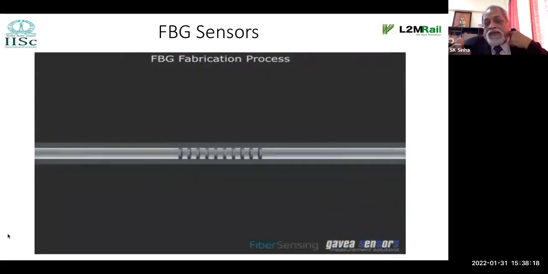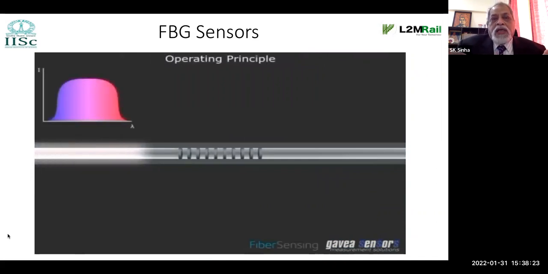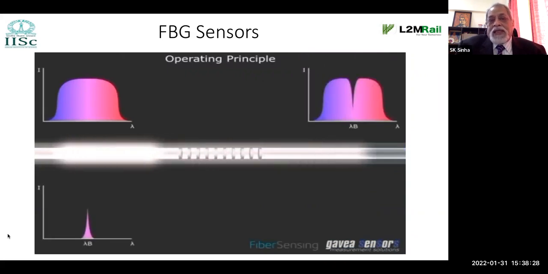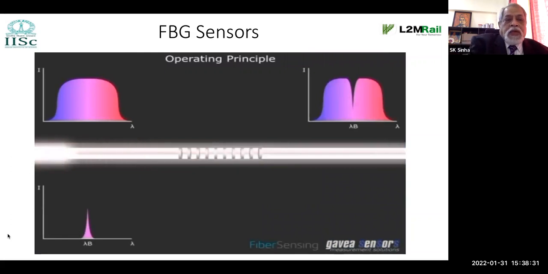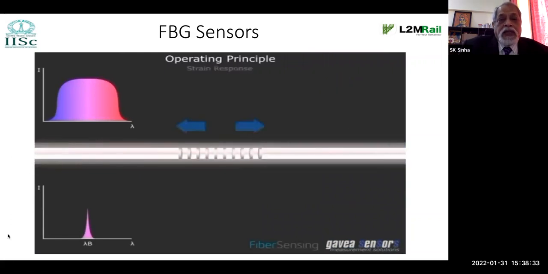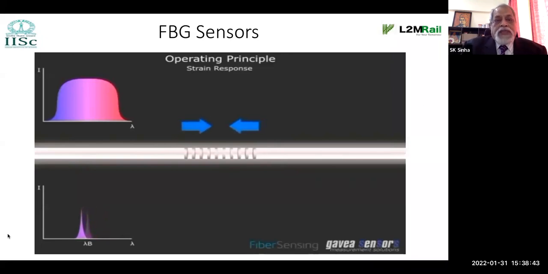Normally in a fiber, whatever light enters is exiting at the other end. There is total internal reflection and hardly anything is lost. But when we create this grating, a very narrow band, written here as lambda B in the lower left corner, is reflected. Now, if this fiber is stretched, this lambda B changes to some lambda B1. If it is compressed, it will change to some lambda B2, what optical scientists call blue shift and red shift. And it is also sensitive to temperature and other things.